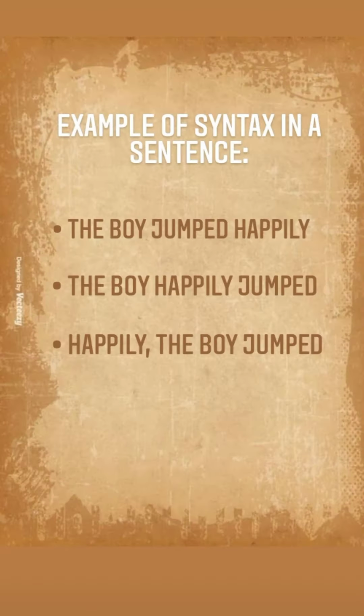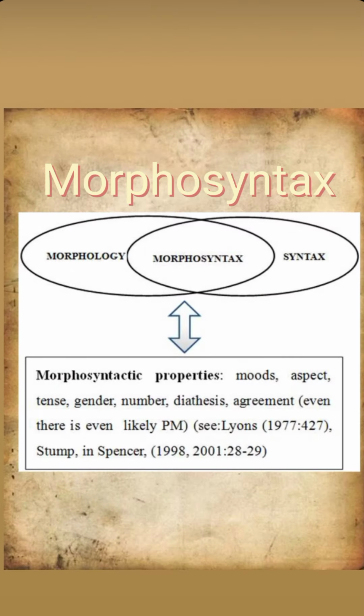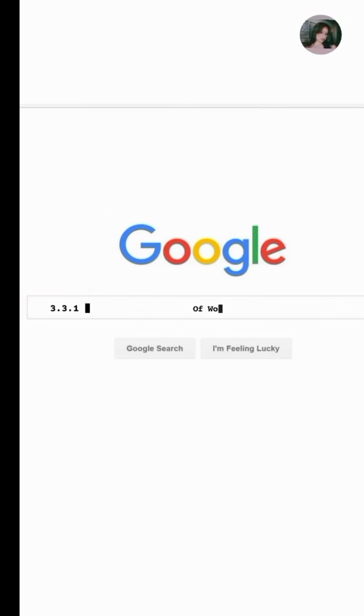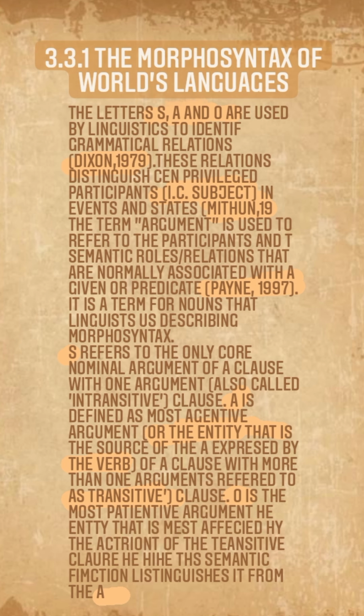For example of syntax: the boy jumped happily. The boy happily jumped. Happily, the boy jumped. And when we combine morphology and syntax, that is what we call morphosyntax. This morphosyntax was built by the combination of syntax and morphology. Let's now have the morphosyntax of world languages.